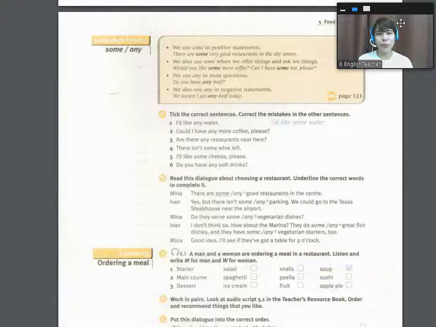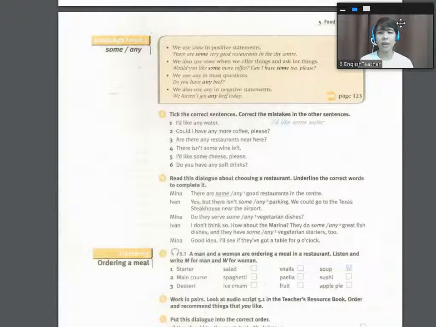Next, we also use any in negative statements. If we use some for positive statements, therefore we use any for negative statements. For example, we haven't got any beef today. We haven't got any coffee for today. So when we're trying to talk about negative stuff or sentences, we use any. Now, guys, I want to be clear. We use some and any when we're talking about uncountable nouns.